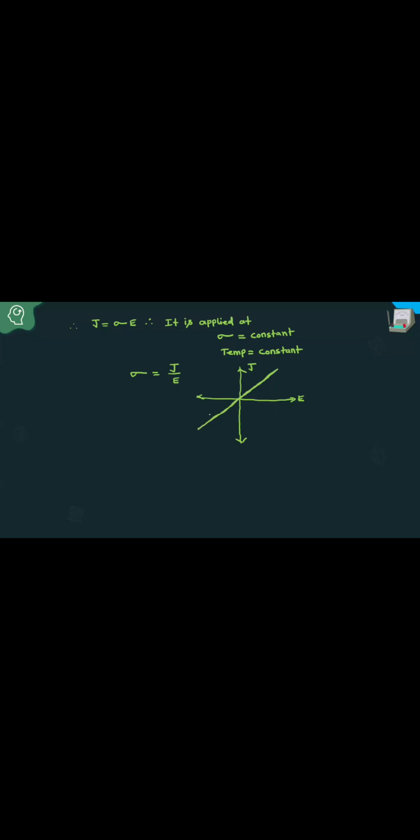In the J versus E characteristics, the slope of the curve gives which one? Y-axis coordinate by x-axis coordinate, J by E. What is J by E? Conductivity. If the characteristics between J versus E are given, the slope of the curve indicates the conductivity. That is about current and current density. And what is the first form of Ohm's law? J equal to sigma E. Mainly this formula is used in magnetic field theory.